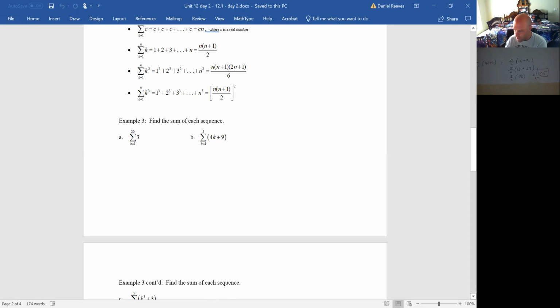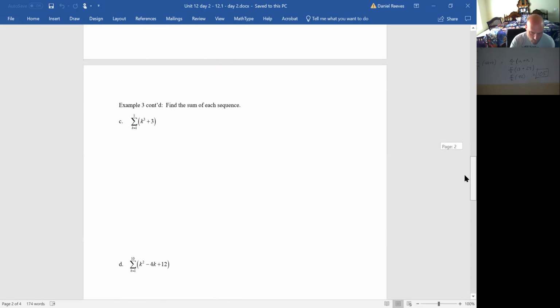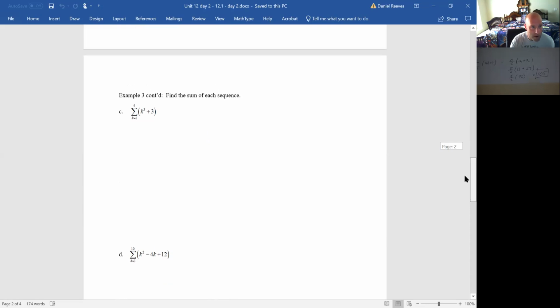Now, again, we could have done it in a number of different ways. I could have split up 4k and 9 and said, oh, the sum from 1 to 5 of 4k plus the sum from 1 to 5 of 9. And that just means I have 5 9s, so I have 45. And that 4 I could have pulled out front. So that one wouldn't have been all too hard either. But this is the way that I like to do it, and I think it's probably the most efficient way.